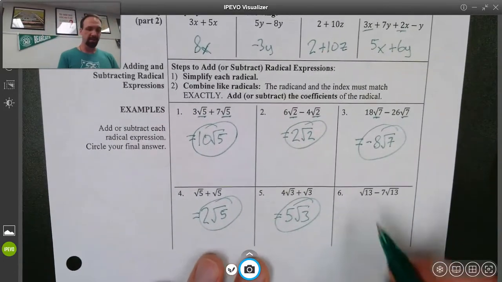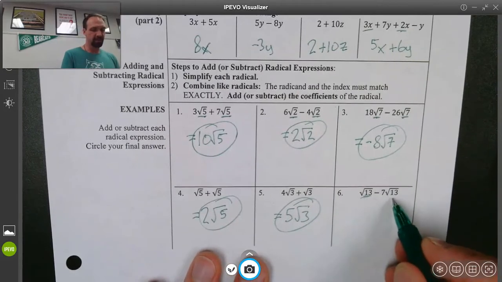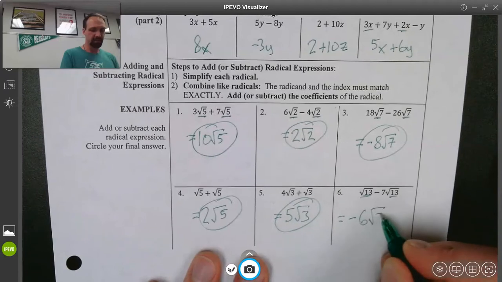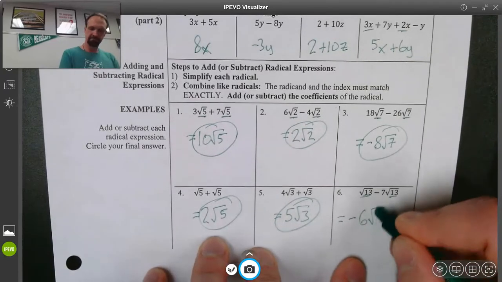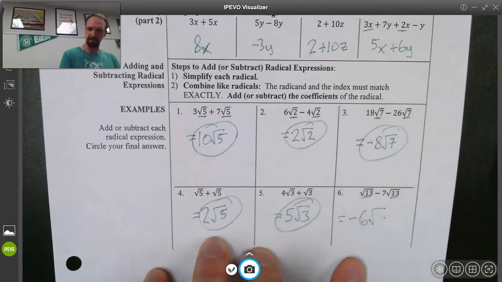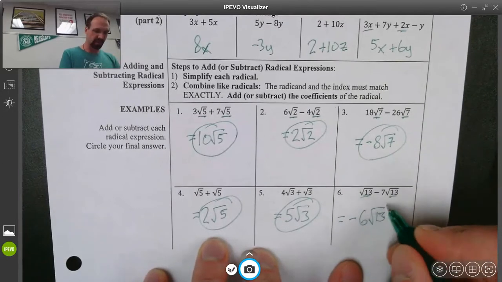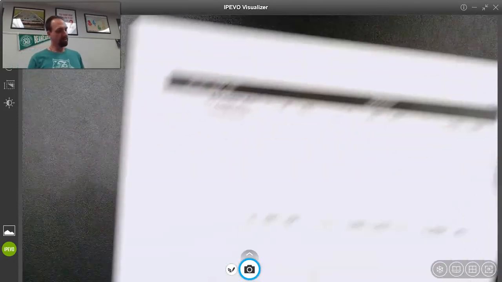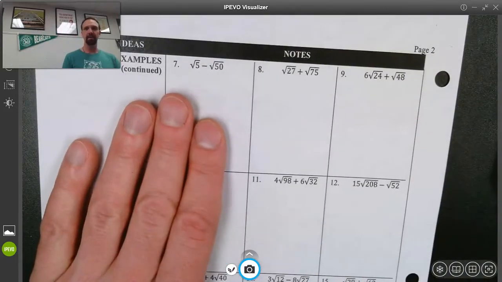All right, now here, remember, there's a 1 out in front. Those two match. 1 minus 7, negative 6 radical 13. I don't know where 7 came from. Oh, I must have been looking at that bit. I apologize. So far so good.